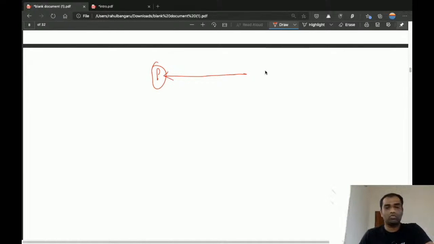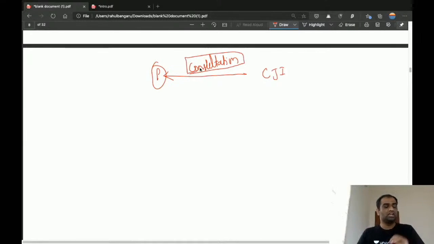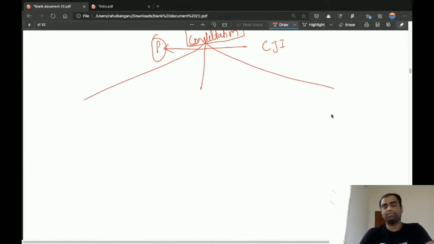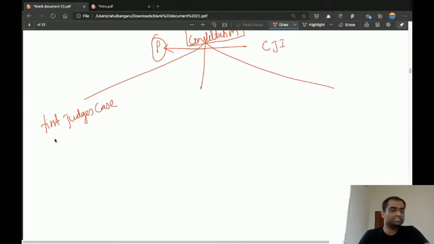Okay. Now, what did the Constitution say? Chief Justice and other judges will provide consultation to the President for appointment of judges, right? That's what the Constitution says. Now, this word consultation has been interpreted in 3 different Supreme Court cases. The first one is the first judge's case.